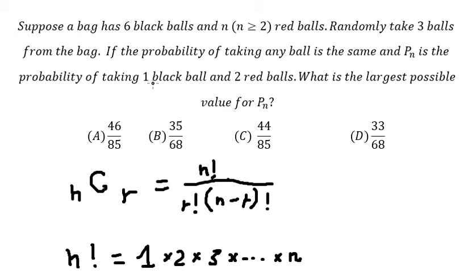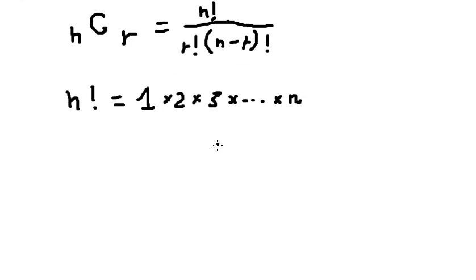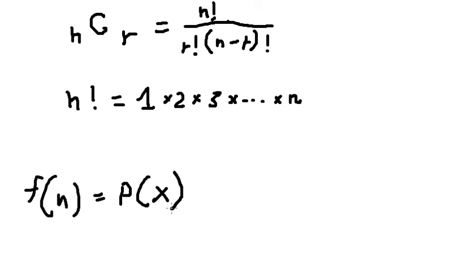So in this one, they want to find the probability, but that should be the largest possible value of this probability. That is selecting one black ball and two red balls in three random balls in here. So we only know 6 black balls, but we don't know any red balls. So in this one, we can create the function. I will put f of n equals, and we don't know exactly what the probability is.